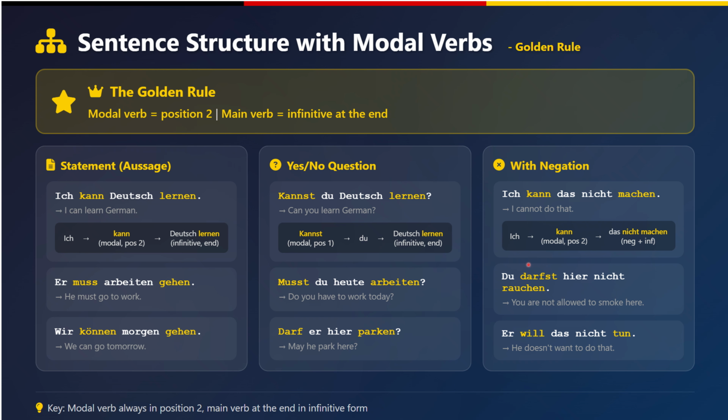This clear pattern works for almost every sentence. Keep the modal in position 2 and the infinitive at the end, and your German will sound natural and correct.